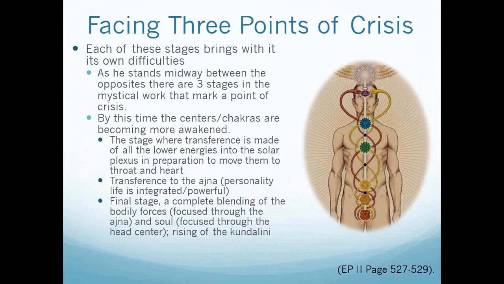Each of these stages brings with it its own difficulties, but we're only going to look right now at how they hinder the mystic on the path as he stands midway between the pairs of opposites, facing three points of crises. By this time, the centers are becoming more awakened in him. This is the stage where the transference is made of all the lower energies into the solar plexus in preparation to move them to and focus them in the throat and the heart.